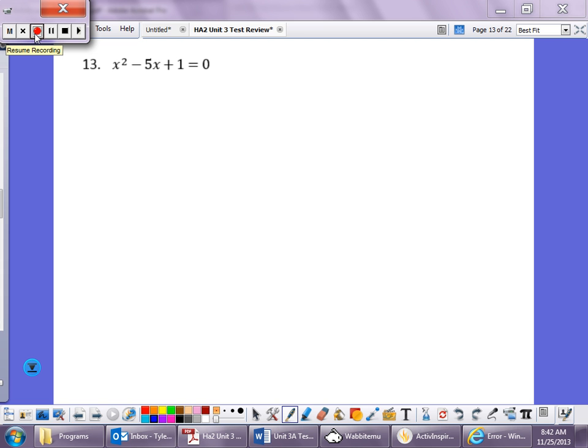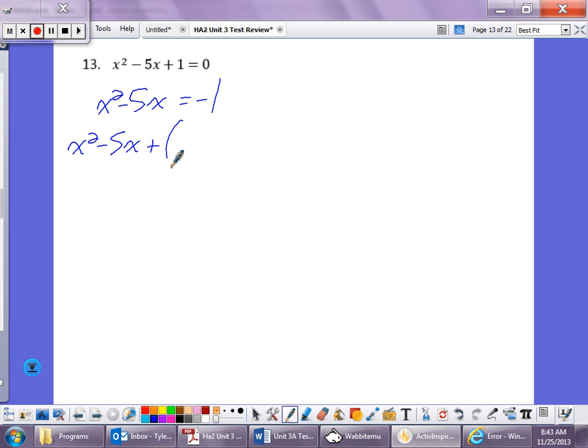So to complete the square, the first thing you want to do is get it in x squared plus bx form. So I'm going to subtract 1. So I get x squared minus 5x equals negative 1. And from here, you're going to add (b over 2) squared to both sides. So x squared minus 5x plus (negative 5 over 2) squared, and negative 1 plus (negative 5 over 2) squared.